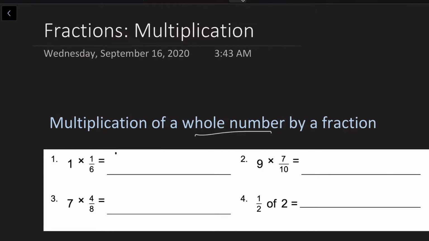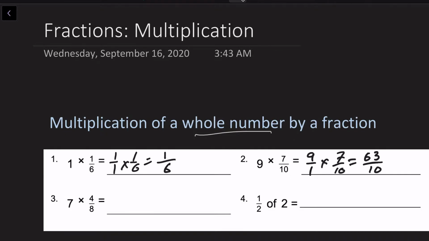Now, 1, we can rewrite that as 1 over 1 multiplied by 1 over 6. And the way we do this multiplication is we just multiply straight across. So 1 times 1 is going to be 1. 1 times 6 is going to be 6. So our final answer is 1/6. Now, 9 times 7/10, we can rewrite our 9 as 9 over 1 and multiply that by 7/10. Now, when we multiply across, 9 times 7 is going to be 63. And our denominator is going to be 1 times 10, which is 10.